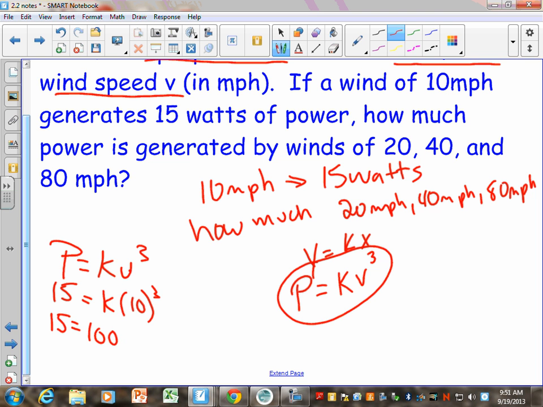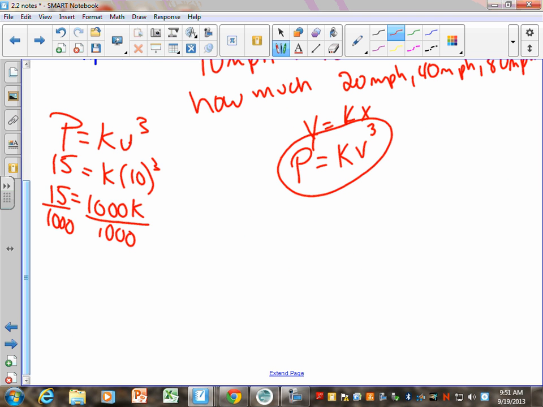And 10 to the third is 1,000. So I could divide by 1,000, and I would get that K equals 3 over 200. Is that right? And if you want to write it as a decimal, you can. That's pretty good. Little math. 0.015, I think. I just divided by 5 on top and the bottom. Right.